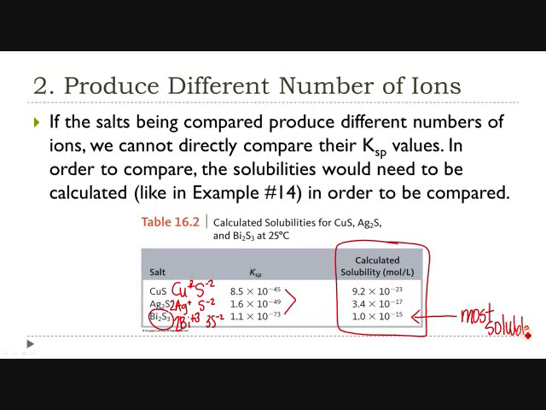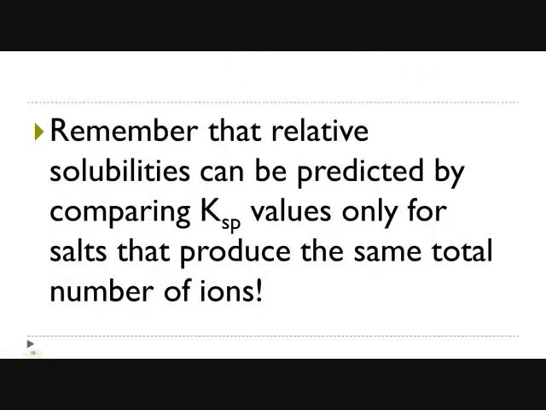So when you are comparing your KSP values or trying to figure out which is most soluble, these are 2 ways to do it. One, if they have the same number of ions, it's a lot less work. But if they produce different numbers of ions, then you actually have to do the math before you can decide what is most soluble. Now, remember that relative solubilities can be predicted by comparing their KSP values only for salts that produce the same total number of ions. Option number 1.